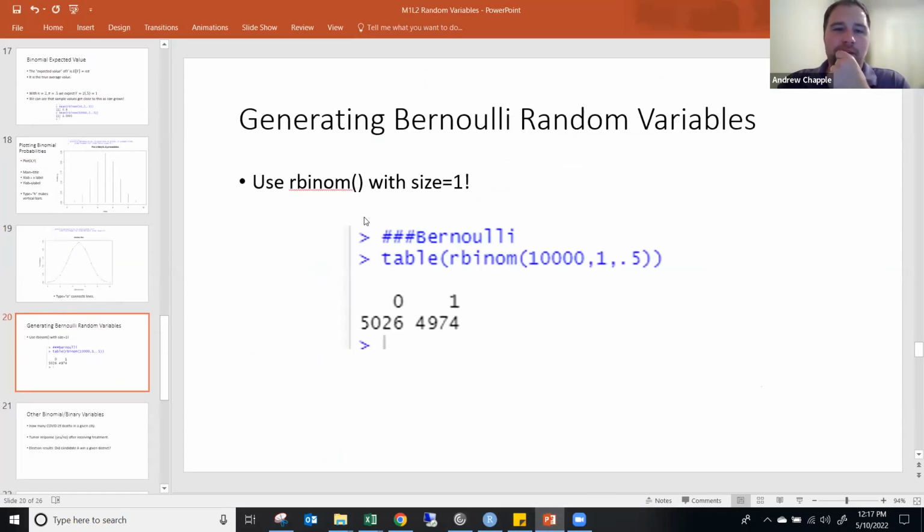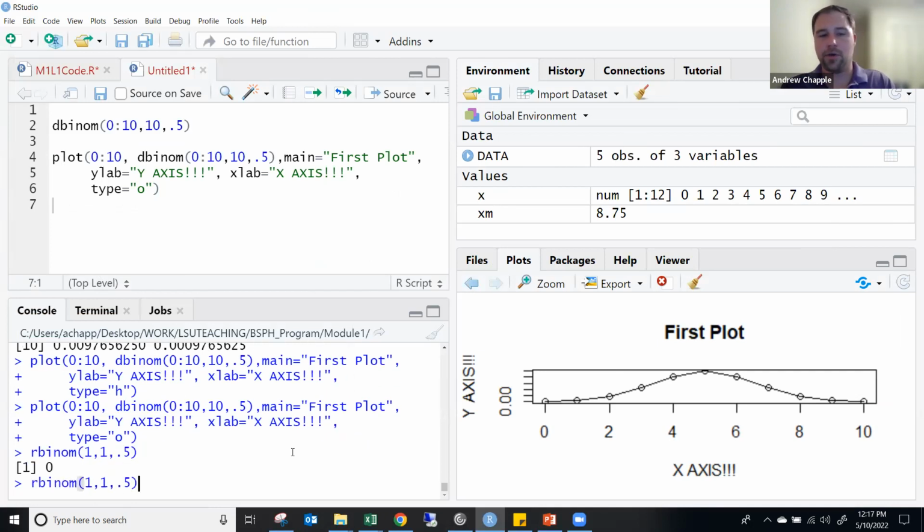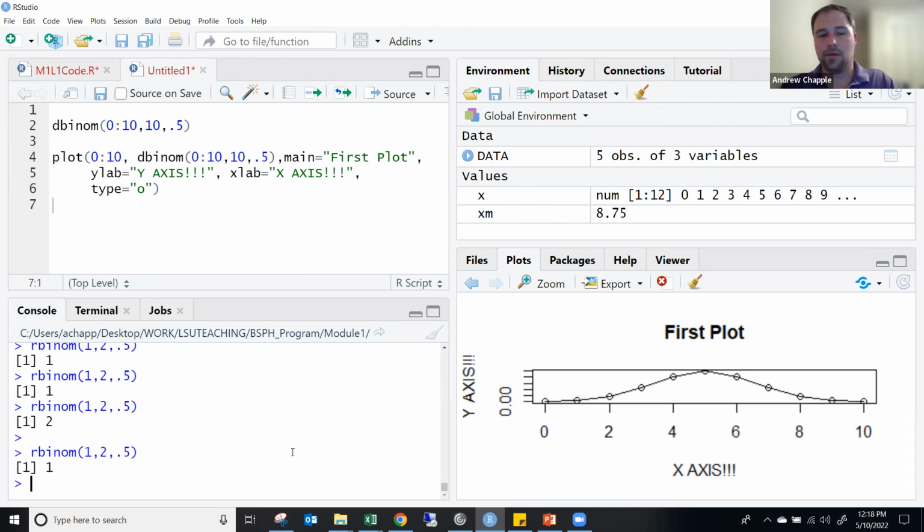I can generate Bernoulli variables using rbinom with size equals 1, so 1 observation here. If I want to flip a coin, I could say rbinom 1, 1, 0.5. Oh, I got a 0. Oh, I got a 1. Oh, I got a 1 again. So I got a heads, zero, tails, a heads, tails. If I want to do 2 flips, I change this to 2. Okay, I got 1 heads, 2 heads, 1 head, 2 heads, 1 head, 0 heads, et cetera, et cetera.